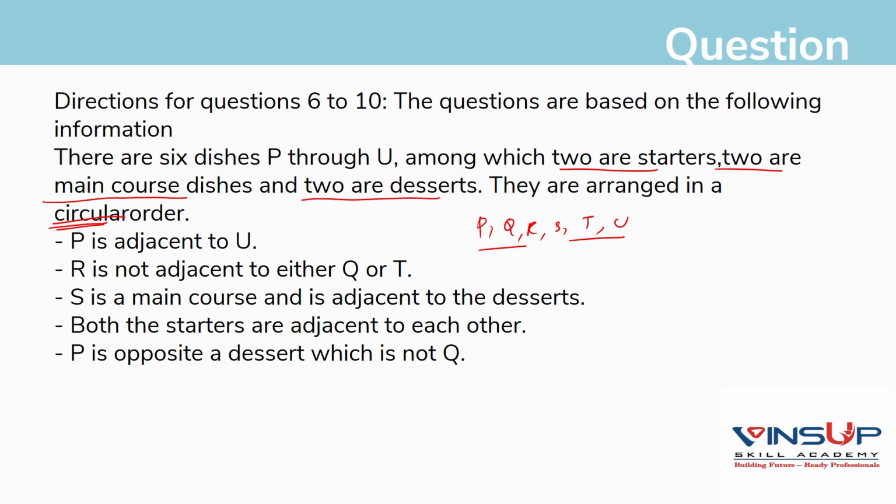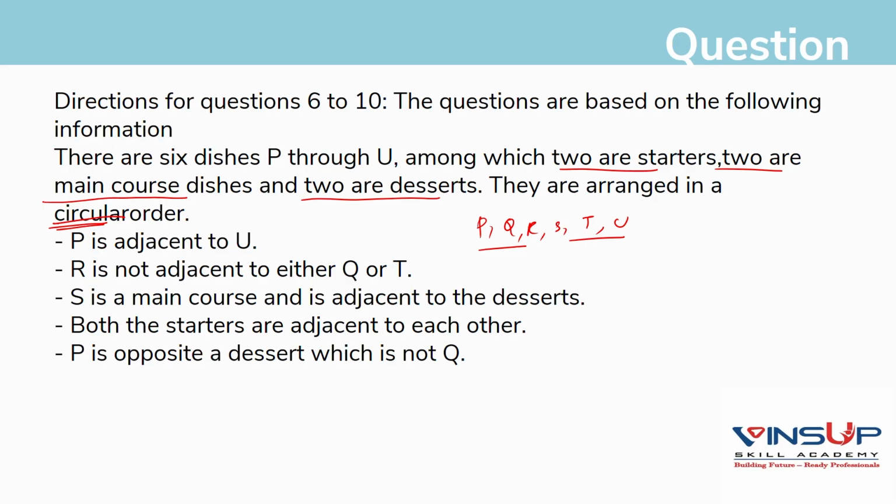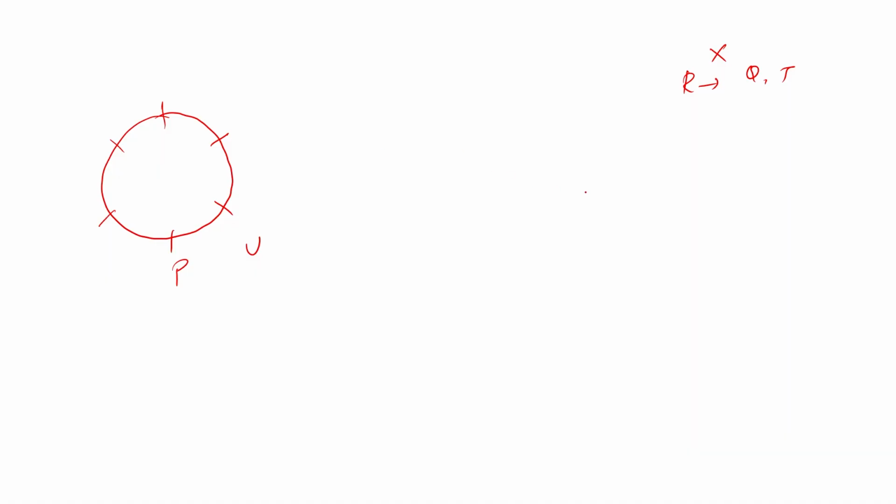Six dishes, so we can split this into six parts. The first clue: P is adjacent to U. R is not adjacent to either Q or T. S is the main course and is adjacent to the desserts. The main course is directly given. The adjacent ones will be two desserts, and in between these two desserts, S will be placed.